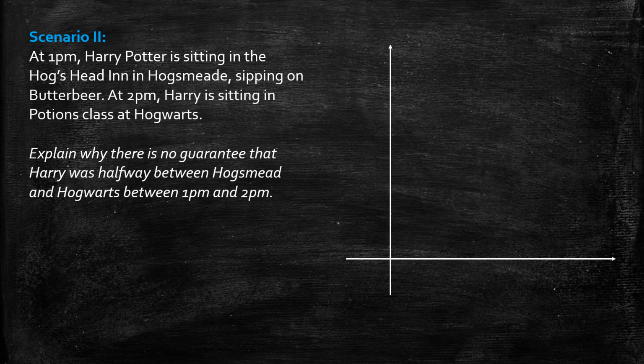So let's start with a graph, as always, of the situation. So we will put time on the x-axis, but this time we'll have distance on the y-axis. And let's choose y equals 0 to be Hogwarts. So the x-axis is when he reaches Hogwarts, and let's have this position be Hogsmeade. And at 1 p.m. he's in Hogsmeade, and at 2 p.m.